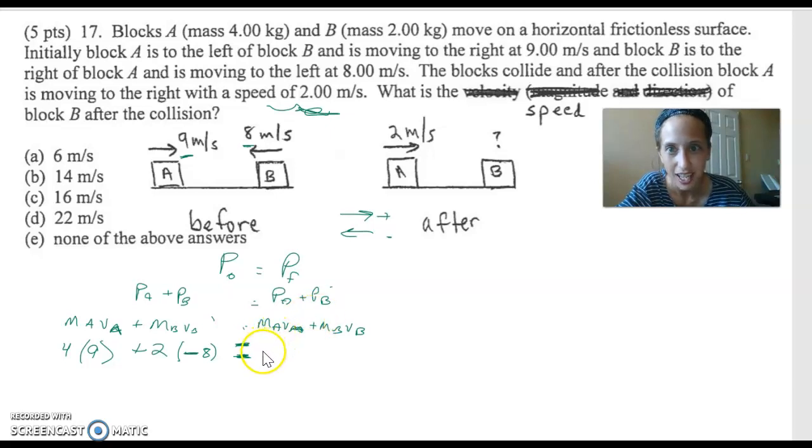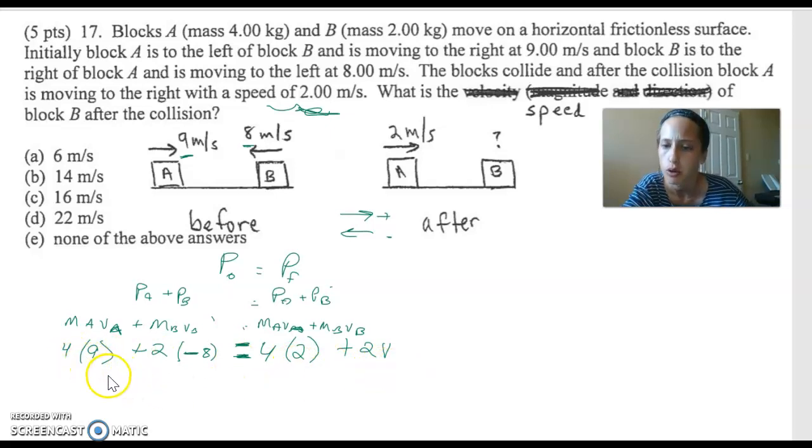Okay, mass of A is still 4. Velocity of A is now only 2. Is it -2? Well, it's in the same direction as the 9, so whatever sign you put for the 9, you put the same sign for the 2. The velocity of B, we don't know, but the mass is 2, and the velocity is what we're solving for. So one equation, one unknown, we can do this.